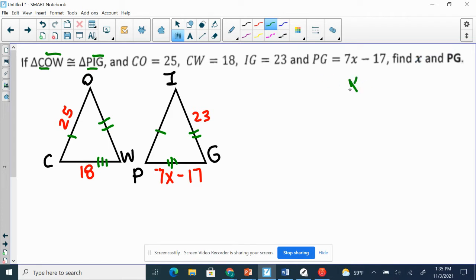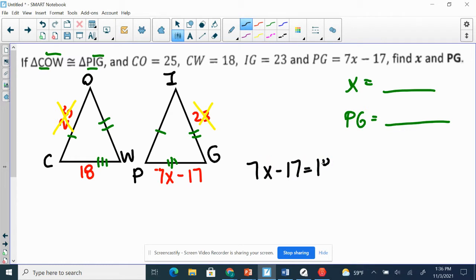So we need two answers. So X equals, PG is going to equal. Again, I do this just to make sure I don't get sidetracked or jump on my first answer, especially if it's a multiple choice question, because we know we do that. We answer something, we're excited, and we go grab it, and we don't necessarily go back and read our question. We have a lot of extra fluff. So in my opinion, this 25 and this 23 are irrelevant, because all I need to focus on are these bottom sides. So 7x minus 17 is equal to 18 because we already know that these two triangles are congruent.